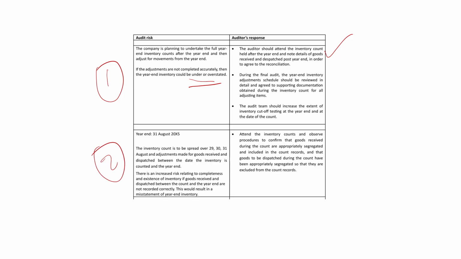Quite similar, the year end is 31st of August, but the count is going to spread over 3 days and adjustments are going to be made. Exactly the same concern, exactly the same response. My concern is in carrying out those adjustments, there could be errors and therefore my inventory could be misstated. I'm going to attend the count as a plan, observe procedures to make sure the goods that were received or dispatched during that count are properly recorded. Because in that reconciliation process, I need to make sure the year-end inventory balance is arrived at properly.